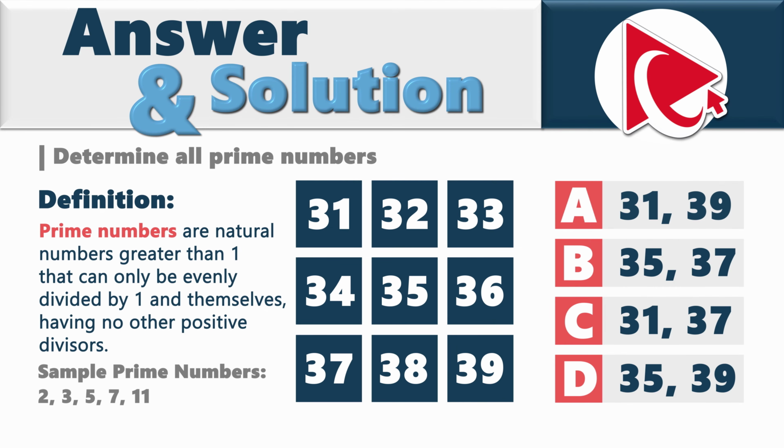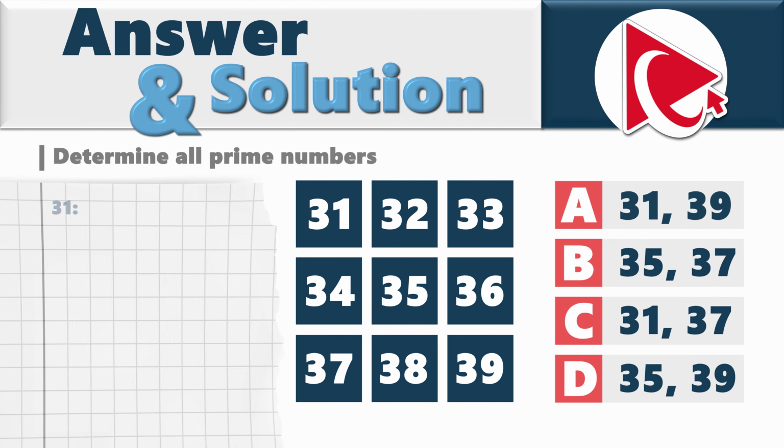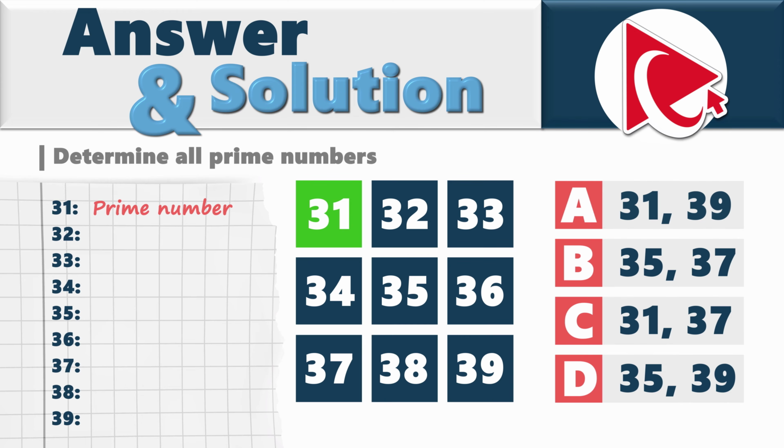To solve this challenge, we need to go through each number and check if it's divisible by any smaller numbers. Let's start with number 31 and see if it's divisible by any smaller numbers like 2, 3, 4, and so on. Once you do it, you realize that it's not divisible. We can even try the square root of 31 and learn that it's not divisible, which means that it is a prime number.